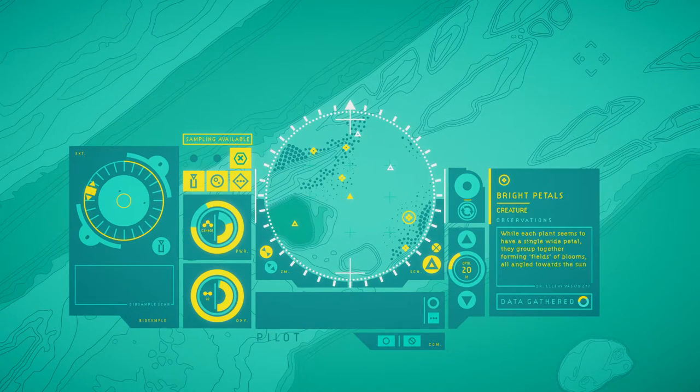While each plant seems to have a single white petal, they grew together in fields of blooms, all angled towards the sun. The fractured outcrops all around break up the worst of the northern current, protecting the sunny shelf.